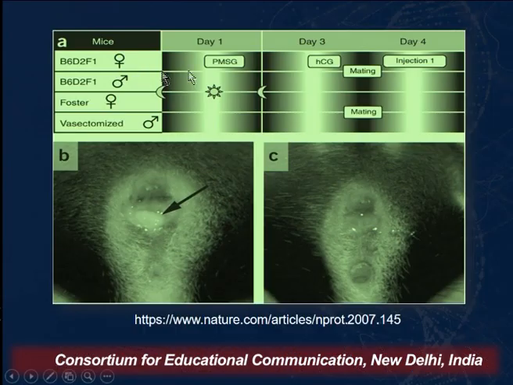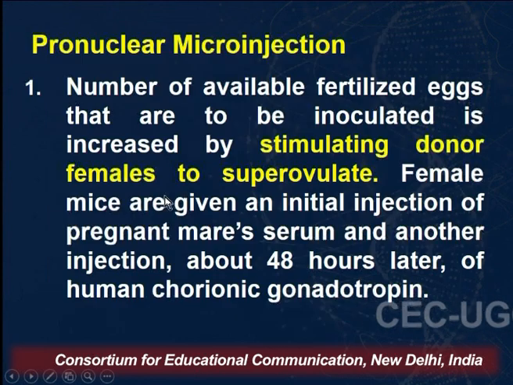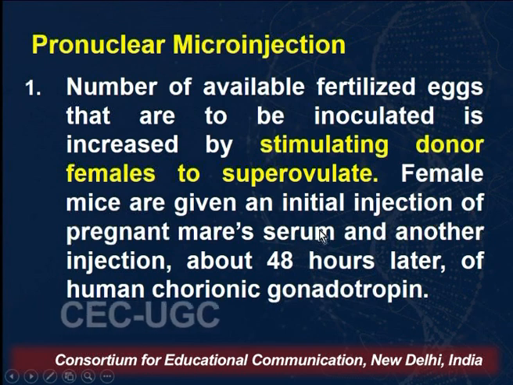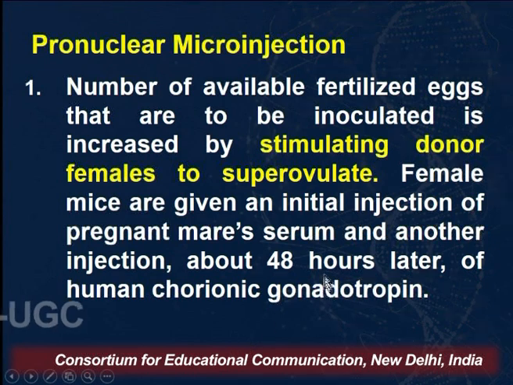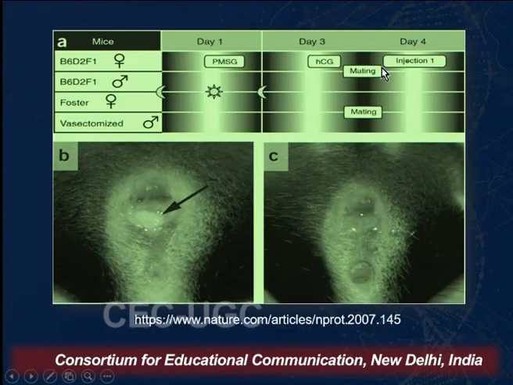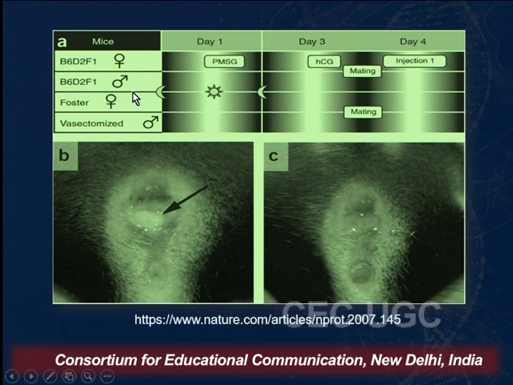So, there is a female, the donor female, and in that donor female we first inject what is called the pregnant mare's serum, PMSG. Then after 48 hours we inject the human chorionic gonadotropin, after which the mating is done. Mating is done with a male, a normal female-male mating. The only thing is that the female has been superovulated to generate a large number of eggs.